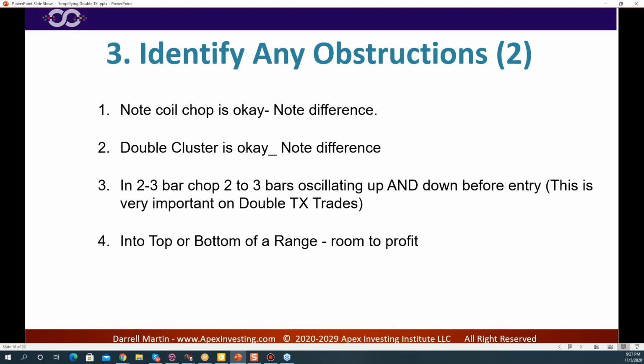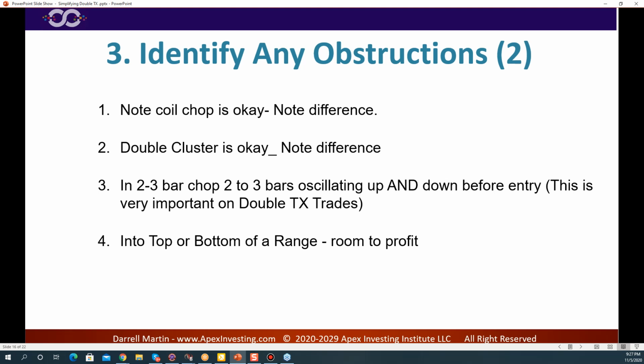We talked about later on, when you learn to read the markets more, you can trade the double TXs in a range bound market. But when we talk about a range bound market, we are not talking about a 2 or 3 bars up range, 2 or 3 bars down range. That's not a range, that's chop.